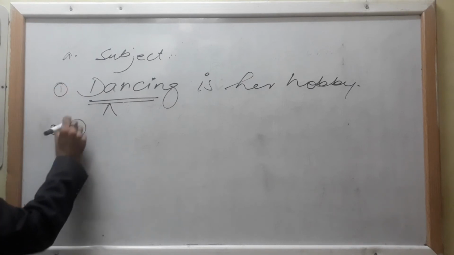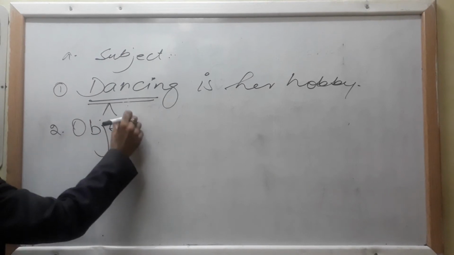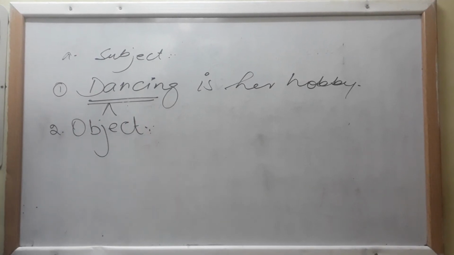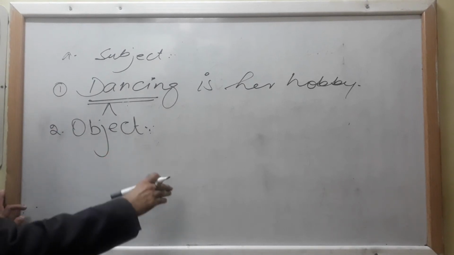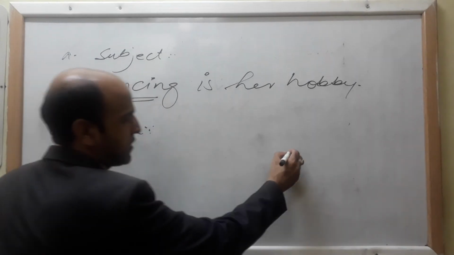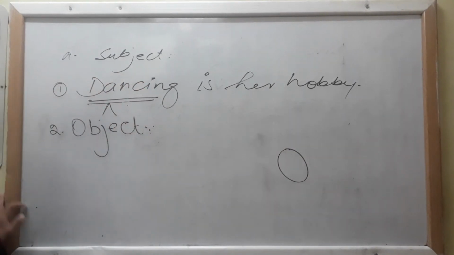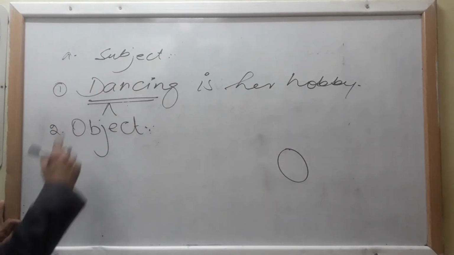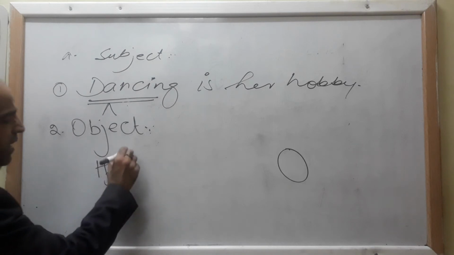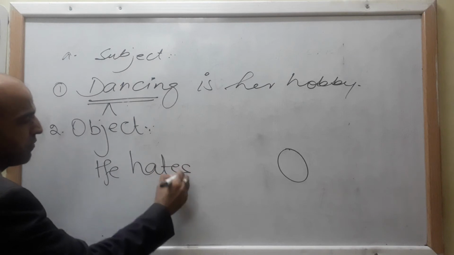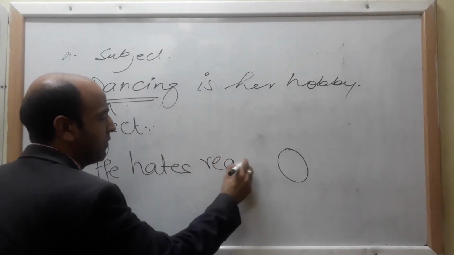A gerund could be used as an object of the sentence as well. Object: the recipient, the receiver of an action. Now, the proper slot of an object in a sentence is at the end of the sentence. So, let me give you an example. He has clear reading.